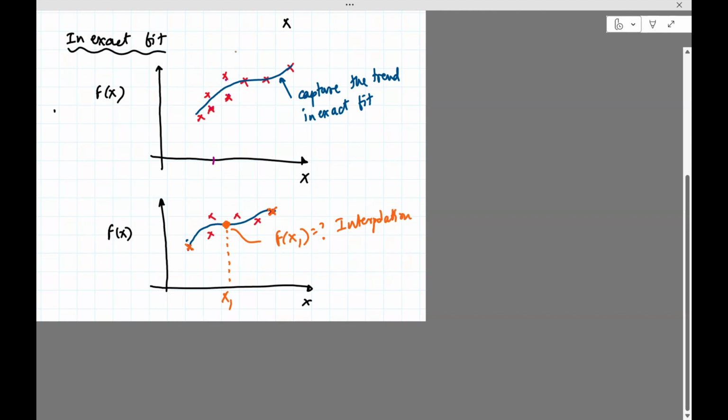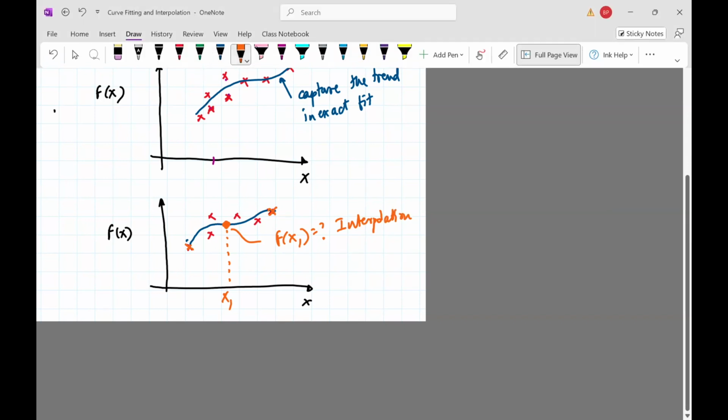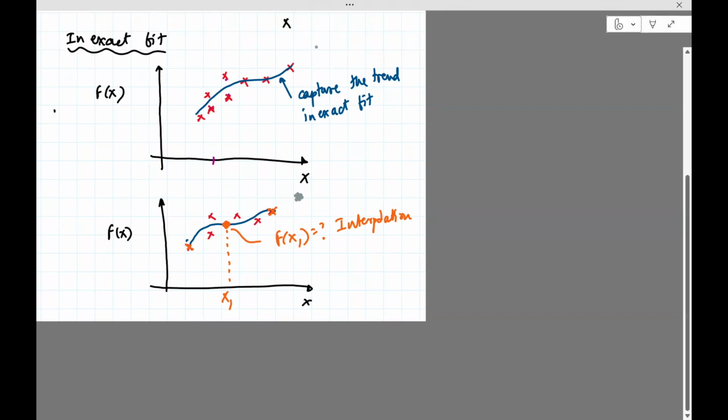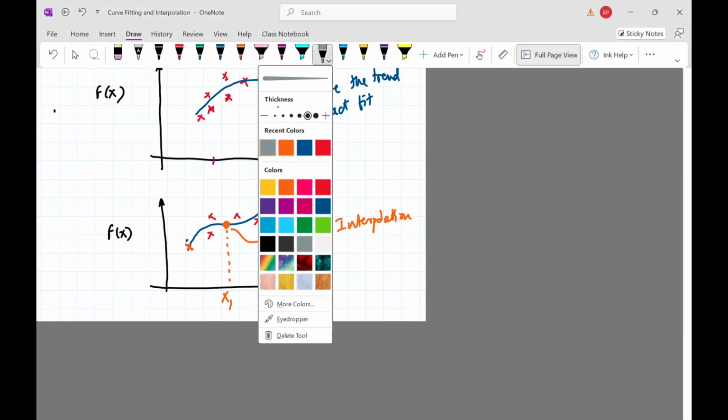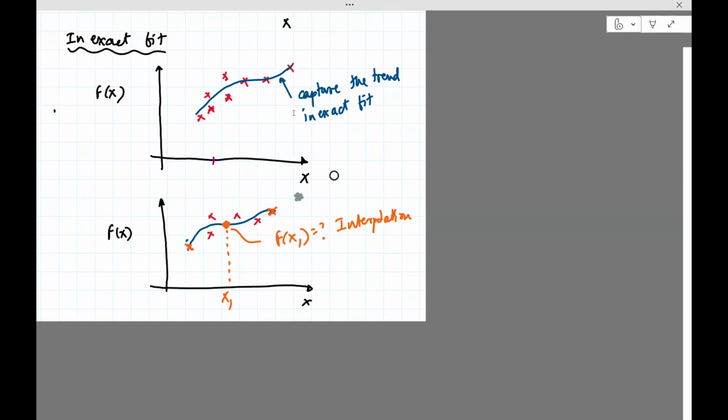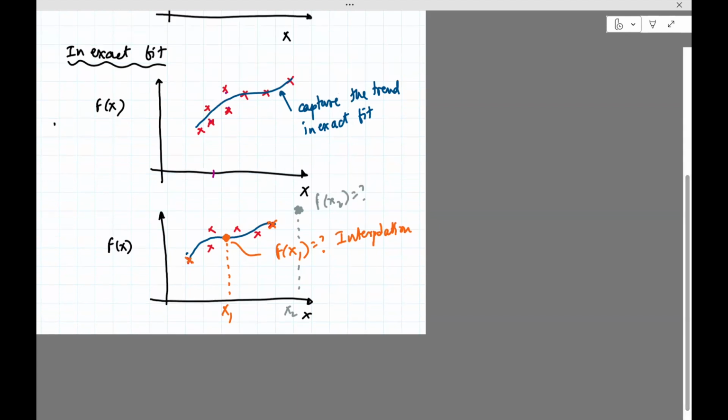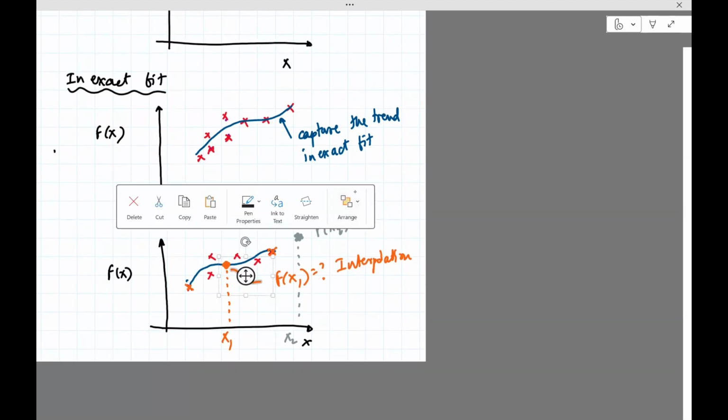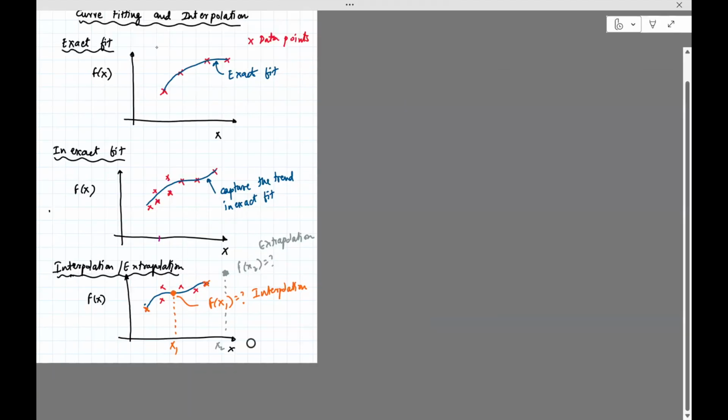And if I told you to estimate what would happen over here, let's call that x2. You can see x2 is nowhere near the data set I collected. So what is happening here? That would be a problem in extrapolation. So both of them are important.